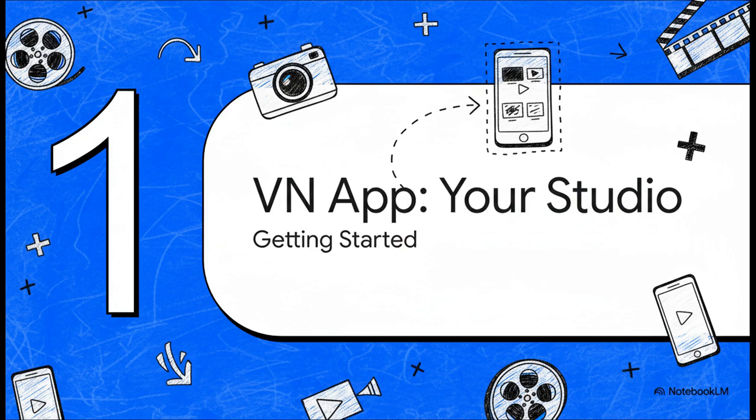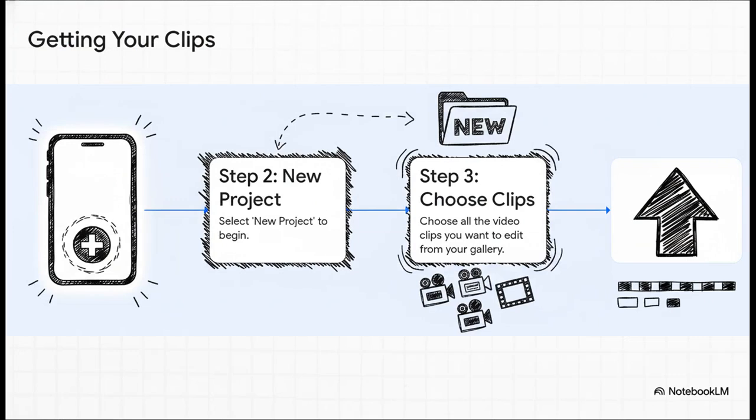So, first things first, before we can do any of the fun stuff, we have to get our video clips into the app. Let's get our project set up and ready for some magic. Honestly, it's a super simple process. You just pop open the app, hit that big plus button you see, and tap New Project. From there, you just select all the videos you want to use from your phone's gallery and tap the arrow. Boom. Just like that, all your footage is laid out on the timeline, ready for you to work your magic.